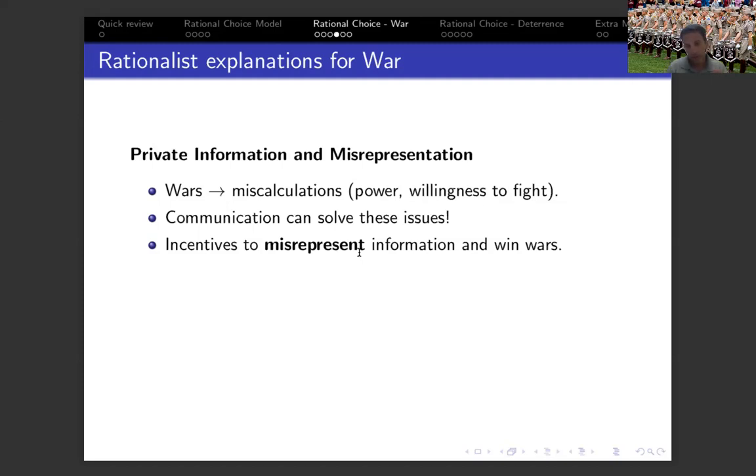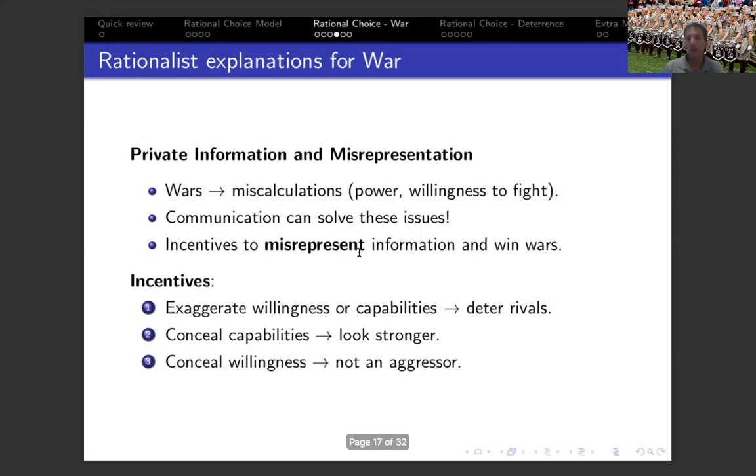So again, all those kinds of miscalculations in the ideal setup should be resolved with communication. But in pre-war bargaining, if actors do decide on some level to negotiate between themselves before going into war, they will fail in locating this ideal outcome in the bargaining range, because there are strategic incentives to withhold or misrepresent some of this private information regarding power or regarding willingness to fight.